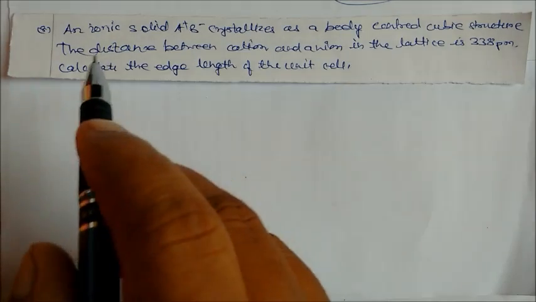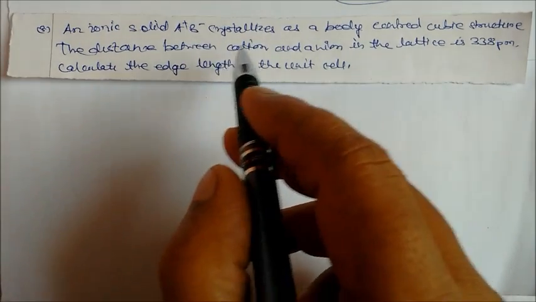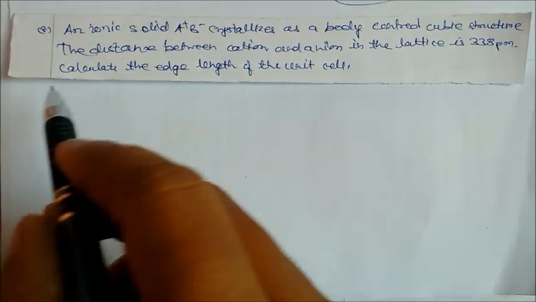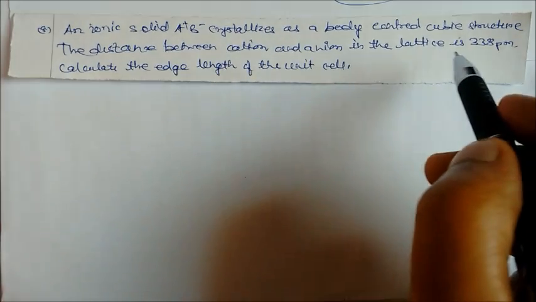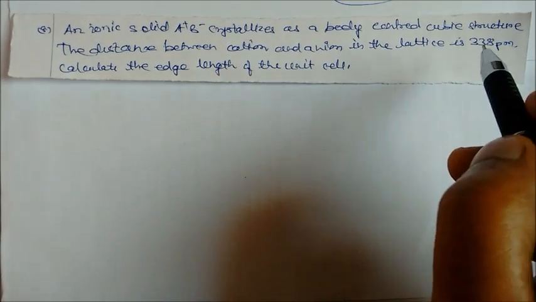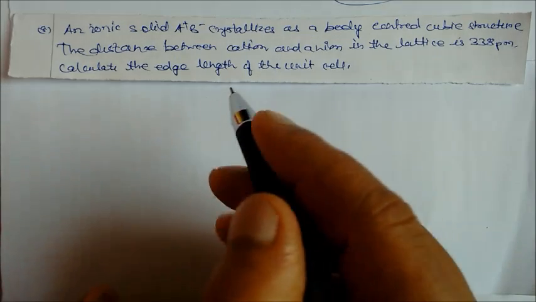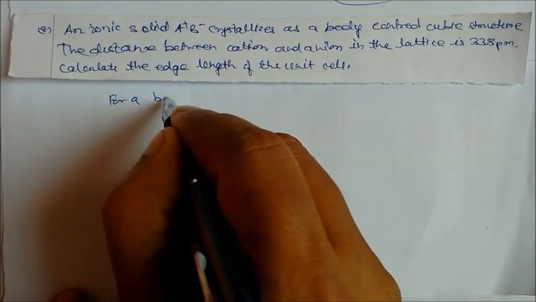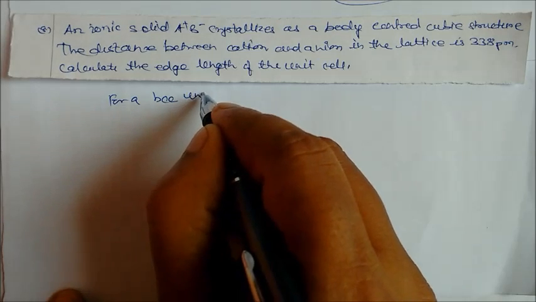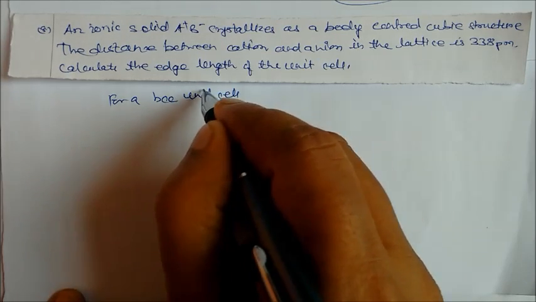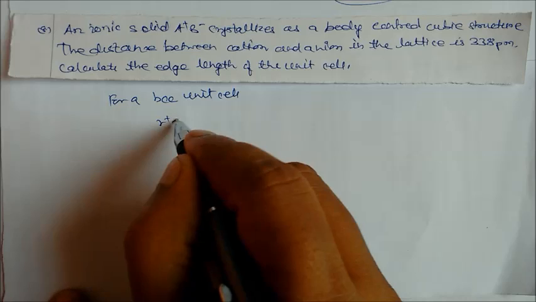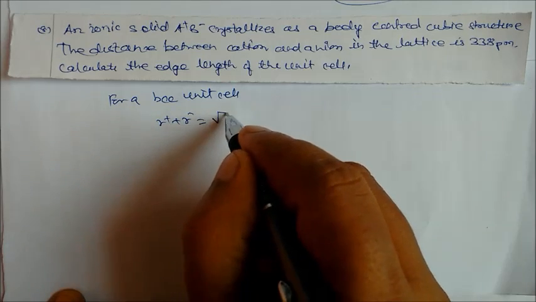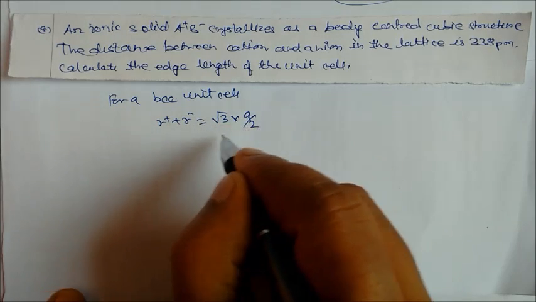An ionic solid A plus B minus crystallizes as a body centered cubic structure. The distance between cation and anion in the lattice is 338 picometer. So calculate the edge length of the unit cell. So now you know that for a BCC unit cell, r plus plus r minus is equal to root 3 into a by 2. So this is our relationship.